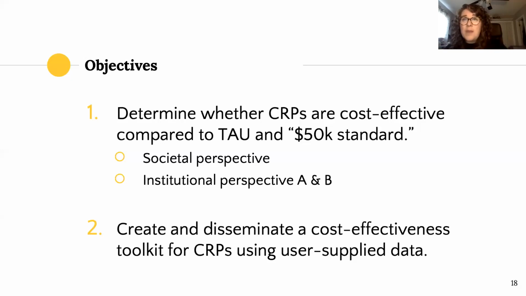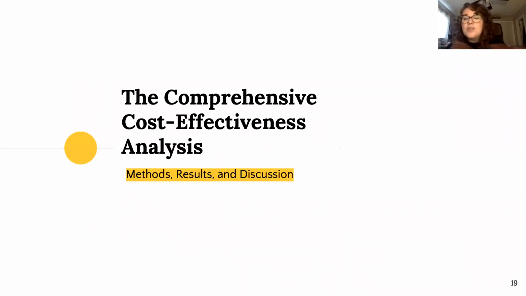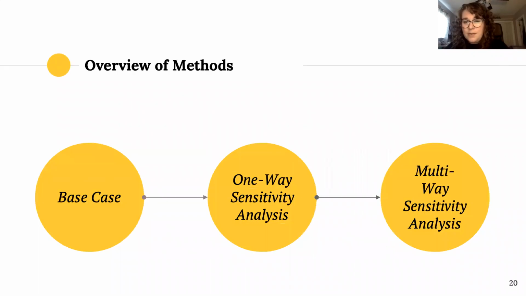So the institutional perspective, and I actually have that broken out into A and B. We'll talk a little bit more about what each of those mean. But 99% of you are going to use A. B, probably almost nobody's going to use it, but it is there as a very conservative additional estimate if you want to use it at any point. Okay? The second objective was to create and disseminate a cost effectiveness toolkit for CRPs, allowing you to use your user supplied data. So let's get into the analysis itself.